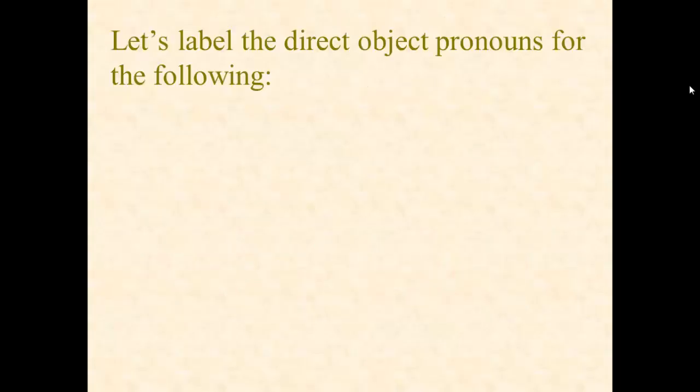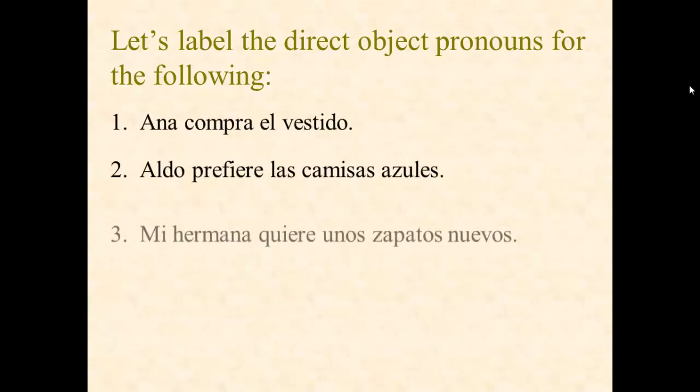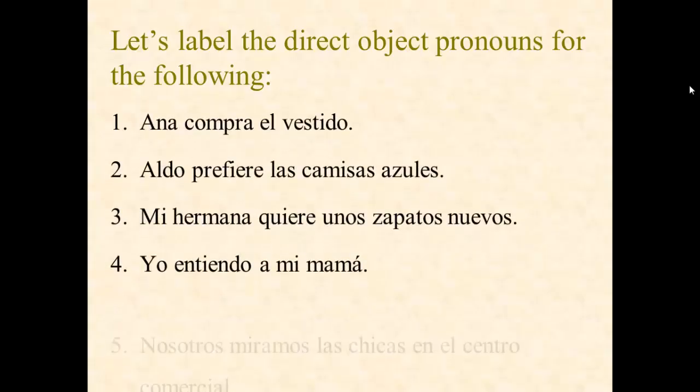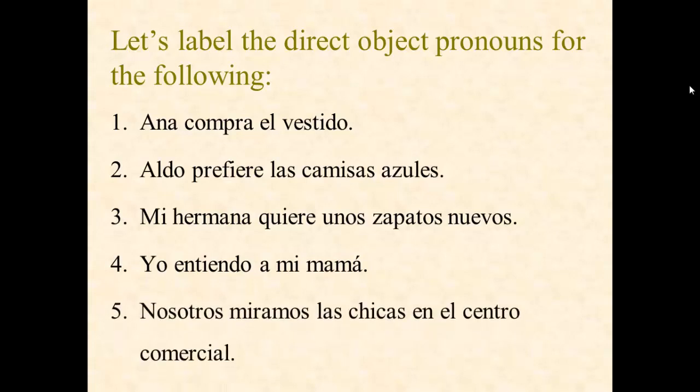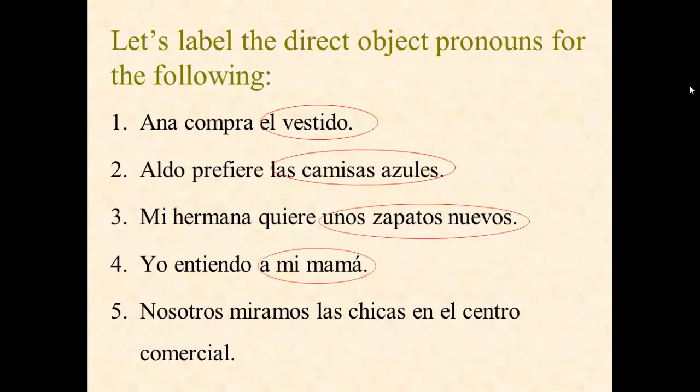Alright, let's label the direct object pronouns for the following. We're going to go back to the same 5 sentences that we did before. And we discussed what the direct objects were in each sentence. Now we're going to talk about the pronouns. So Ana compra el vestido. El vestido is masculine and it is just singular. So el vestido can now become lo. Ana buys it.